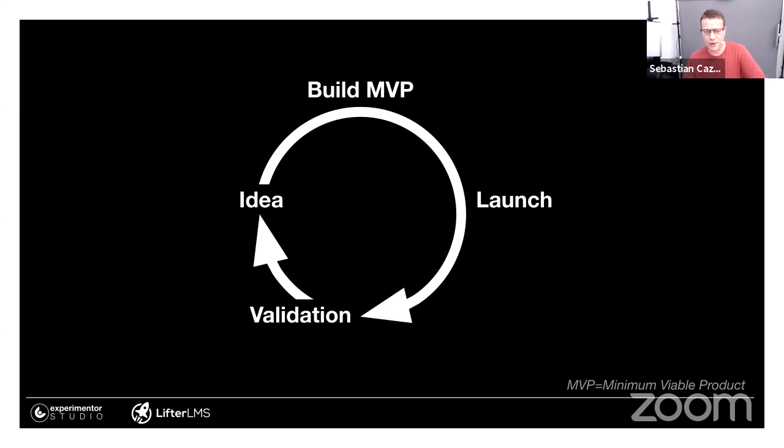The basic idea of Lean Startup is that you are starting from your own idea. You are building an MVP. MVP stands for minimum viable product. And then you launch your product to real customers. You collect some data from using the product. So you'll be able to validate actually your idea. That's the essence of Lean Startup.